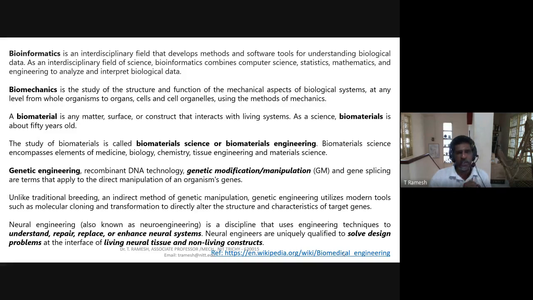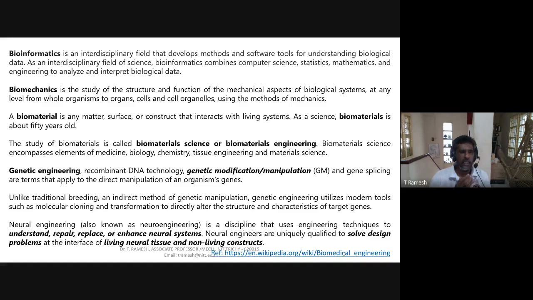And biomechanics is the study of the structure and function of the mechanical aspects of biological systems at any level, from whole organisms to organs, cells to cell organelles, using the methods of mechanics. So whatever mechanics we learn from engineering mechanics is well suited, or well correlated, with the mechanics of the biological system.